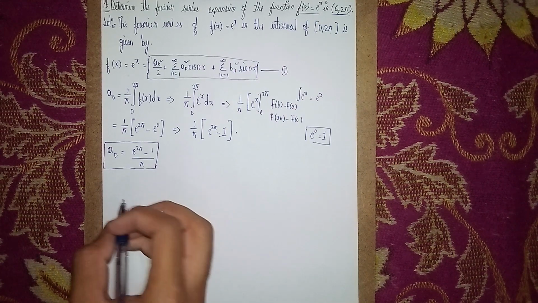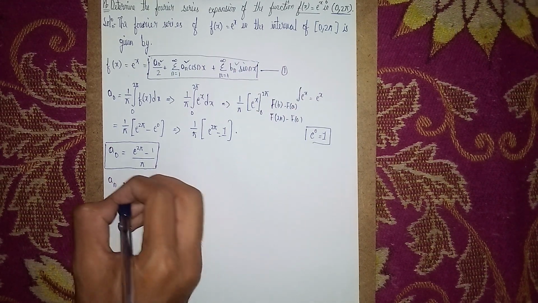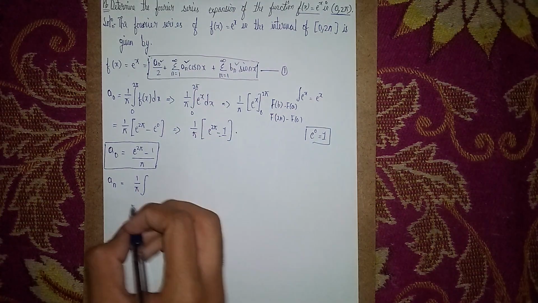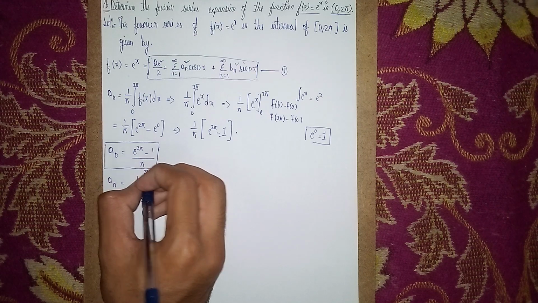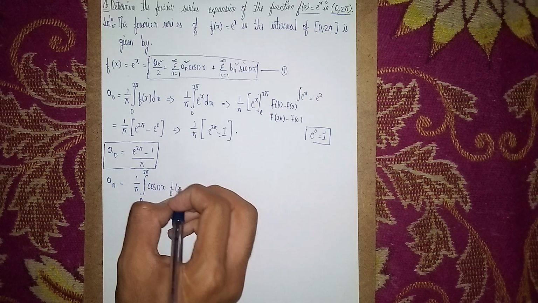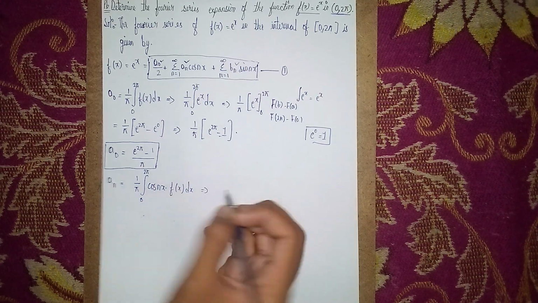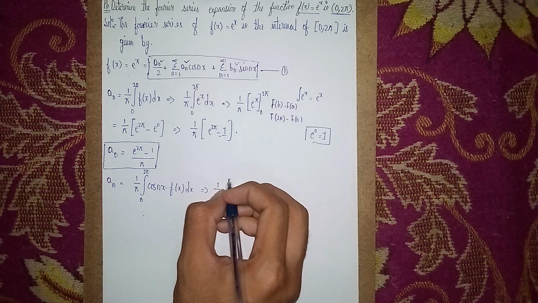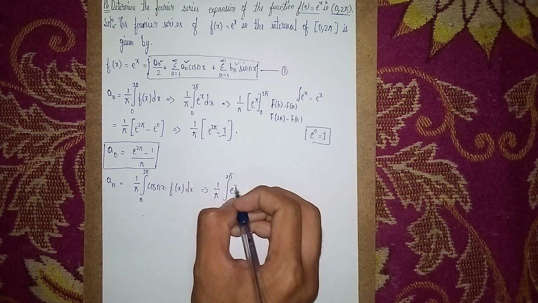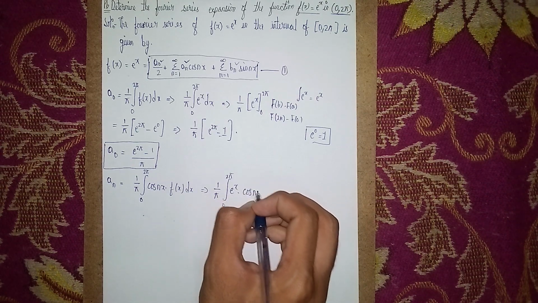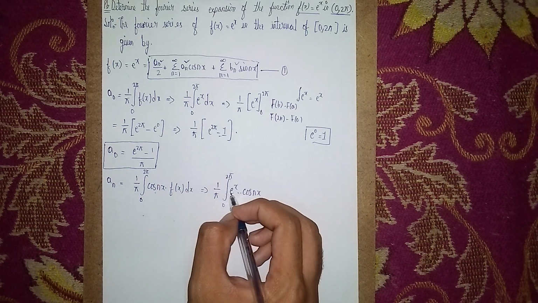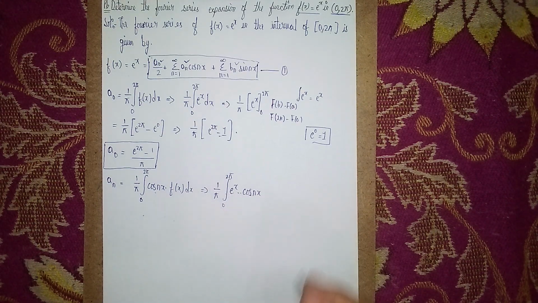Now we have to find the a n value. The formula for a n: a n is equal to 1 by pi integrate 0 to 2 pi cos nx into f of x dx. Now just substitute: 1 by pi integrate 0 to 2 pi e power x into cos nx. Why am I taking f of x first? As per ILATE, we have to take e power x first and cos nx second.